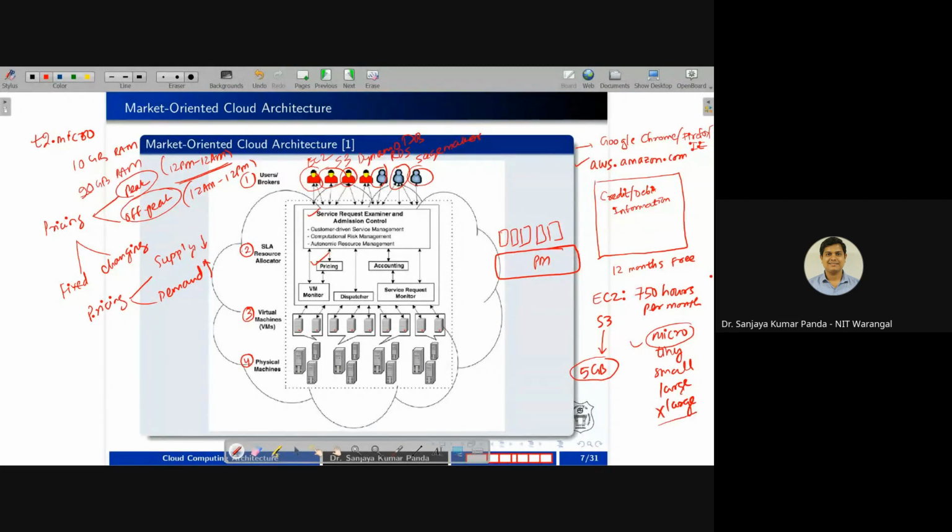The pricing scheme is also part of your SLA resource allocator, which acts as an interface between the cloud service provider and the external user or the broker. Similarly, you can see there is another unit called the VM monitor unit. We can create a virtual machine. Like if you install VMware software in your computer system, through VMware you can create a particular virtual machine.